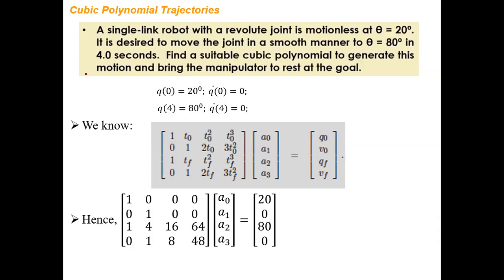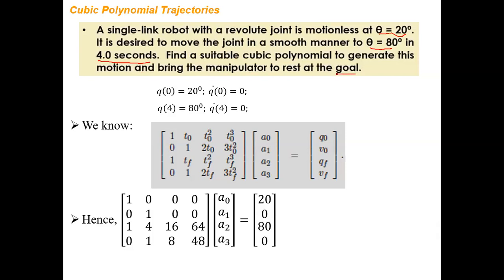A single link robot with a revolute joint is motionless at theta equals 20 degrees. It is desired to move the joint in a smooth manner to theta equals 80 degrees. This is your goal: you want to move the robot from theta equals 20 degrees to theta equals 80 degrees. You want to make sure that happens in 4 seconds. Find a suitable cubic polynomial to generate this motion and bring the manipulator to rest at the goal.